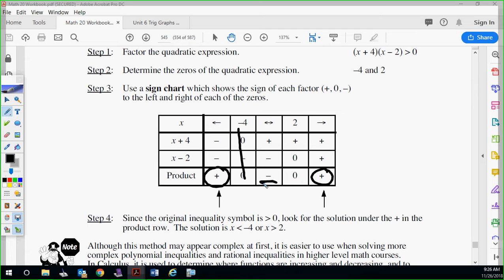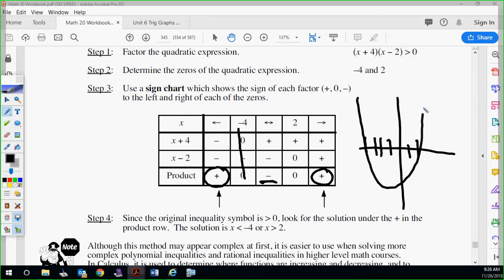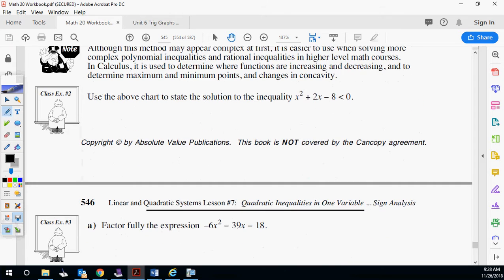We can look at the graph too. This graph was negative 4 and 2, right? Positives are on the outside, negatives on the inside. Using a sign chart, since the original inequality symbol is greater than 0, look for the solution under the positive product row. So we did that. The product row of positive is those two. Okay, let's try one of those here.